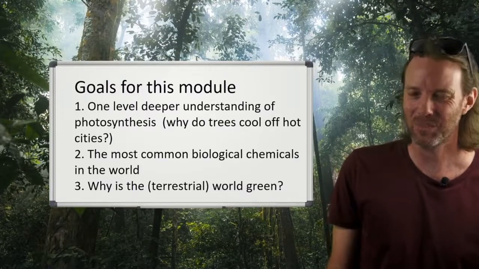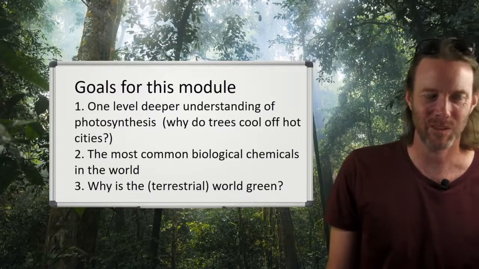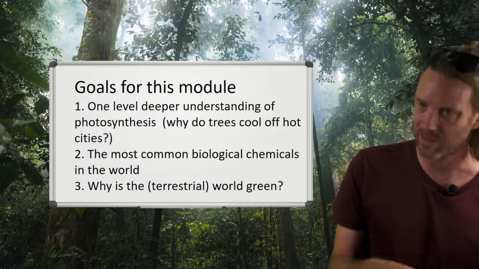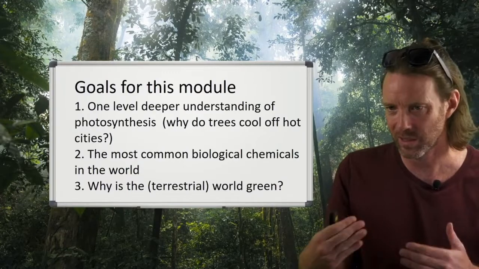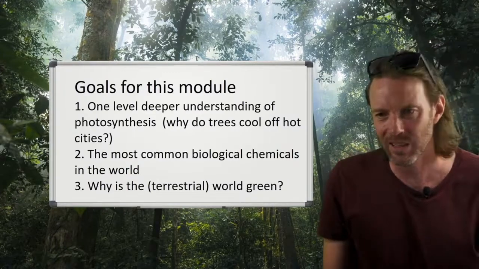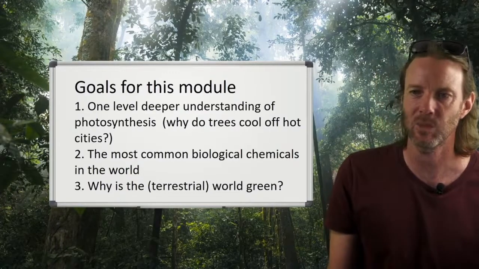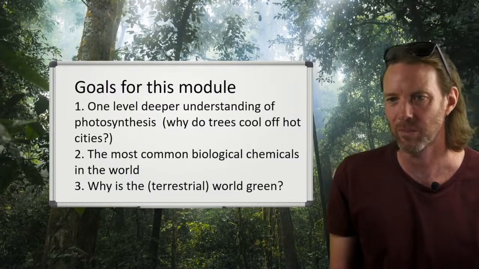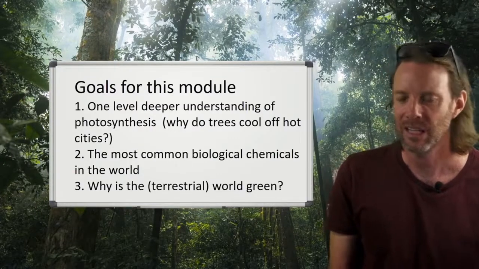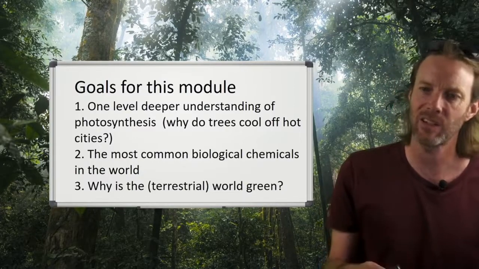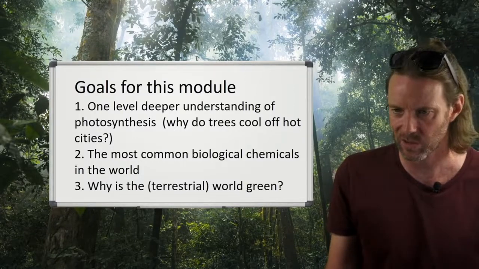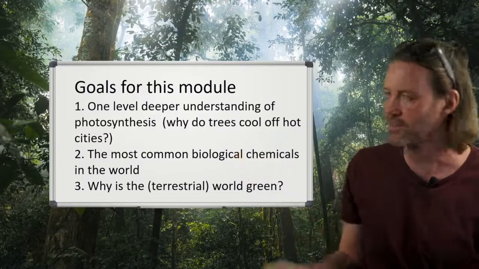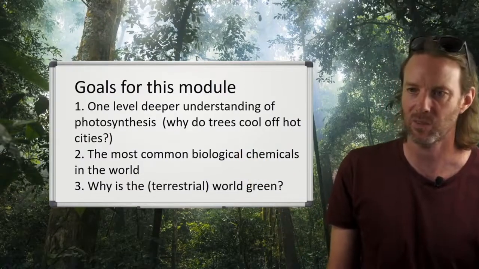So the goals for this module, we're going to talk a little bit about photosynthesis, and we're going to try to go one level deeper in our understanding of photosynthesis, which everyone has heard before. And the question we're going to ask to motivate this is, why do trees cool off hot cities? The second segment, we're going to ask about the most common biological chemicals in the world. And that's going to feed on to ask the final question, which is, why is the terrestrial world green? And understand the physiology behind these really common things that we see, like this forest. Why is it so green?